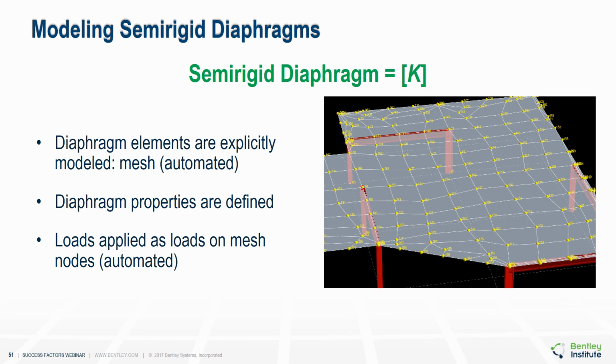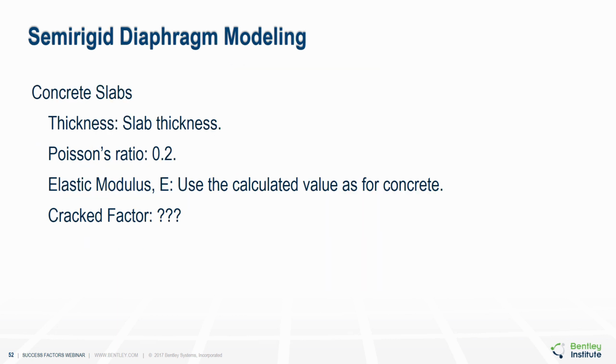The semi-rigid diaphragm is represented by some matrix of stiffnesses. So the diaphragm elements are explicitly modeled. There's a mesh, and in the case of RAM Frame, that's automated. The diaphragm properties are defined, whether they're concrete or steel or timber or whatever they might be. And the loads are applied as loads on the mesh nodes. For semi-rigid diaphragm modeling, if you have a concrete slab, typically you would use the slab thickness, use the Poisson's ratio of 0.2 as for concrete.